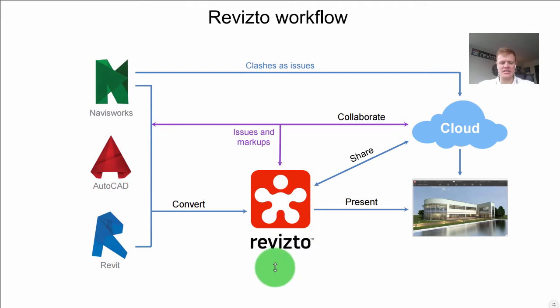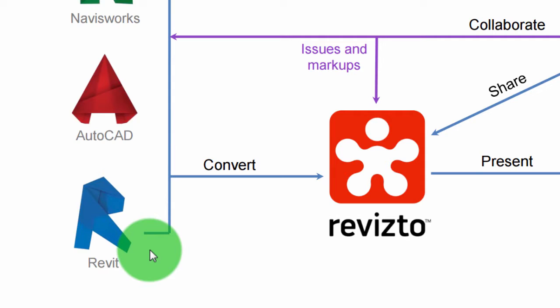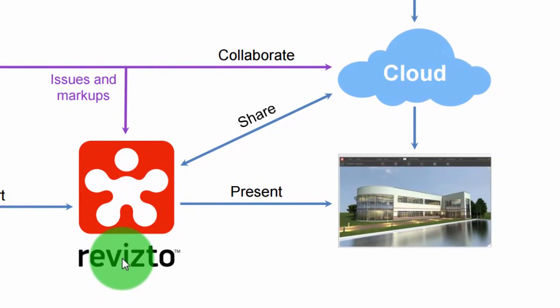Today we're going to focus specifically on our Revit and Revizto workflow and the relationship between the two. As you can see, we need to utilize programs such as Revit to get the content into Revizto. So the first step is going to be exporting and converting that model into Revizto. Once that process is done, we can simply present or walk through our model in VR. It's really that simple.